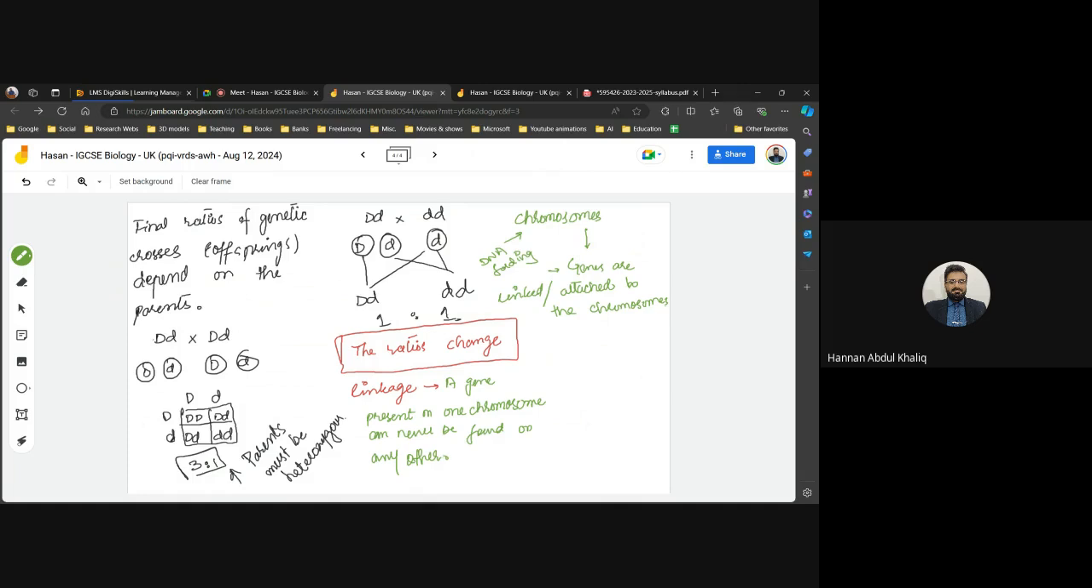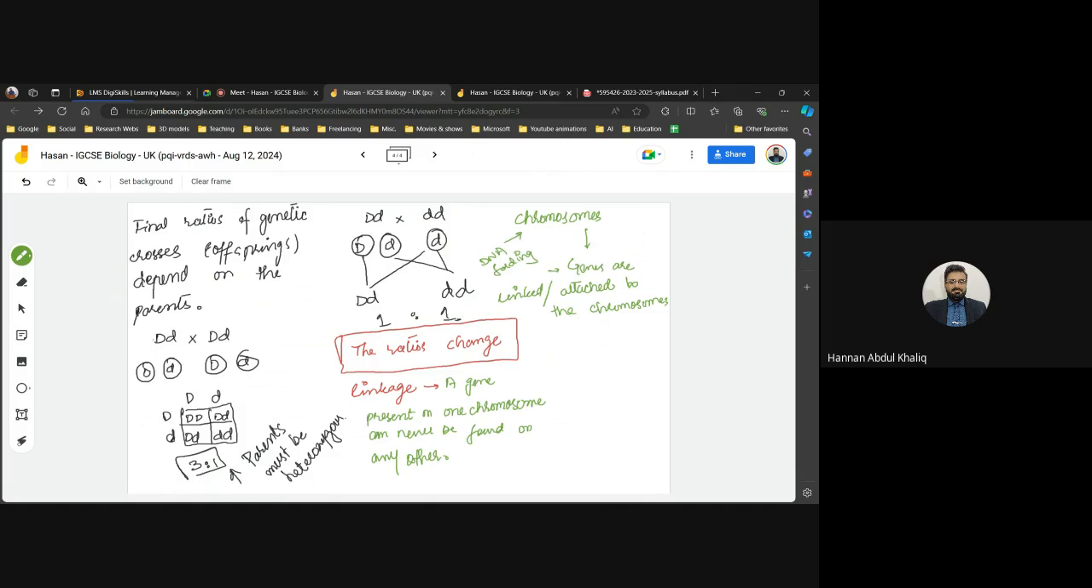A gene present on one chromosome can never be found on any other. That is called linkage. It means that you know very well that we have 23 plus 23, and the chromosomes from one set of 23 are exact copies of the other set of 23.